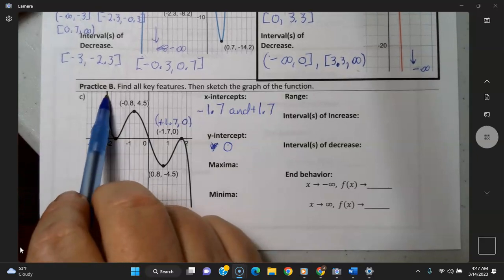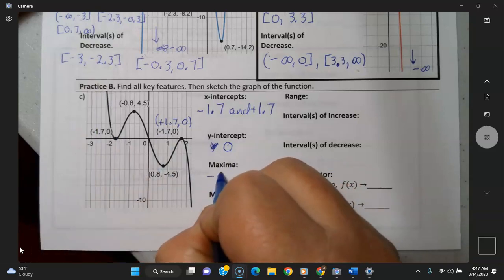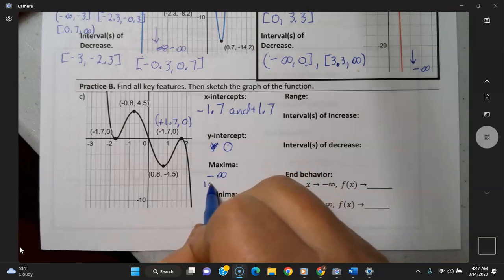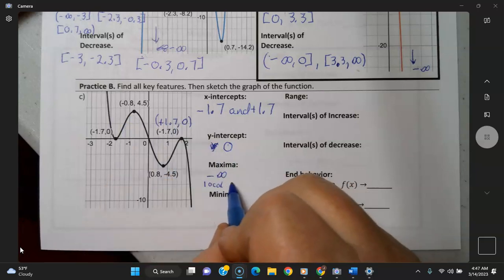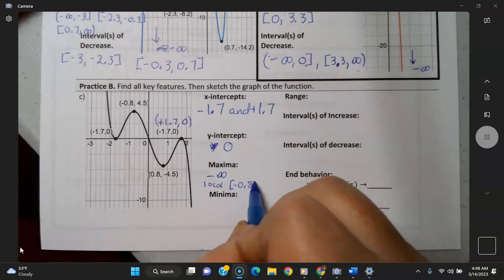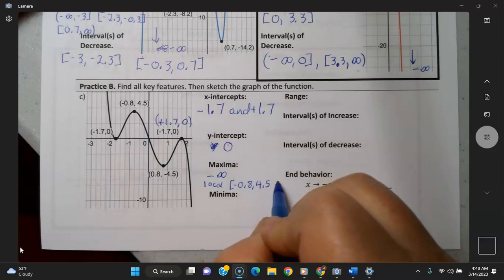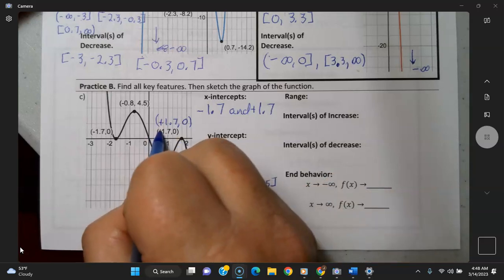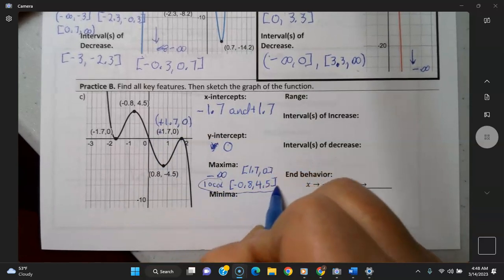So you have a maximum here at negative infinity. And you have two locals. At this point, and that's going to be negative 0.8, 4.5. And the other one is here at positive, again change that to a positive 1.70. So the locals are these, both of these.